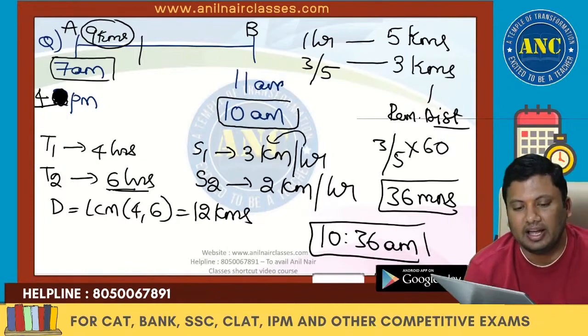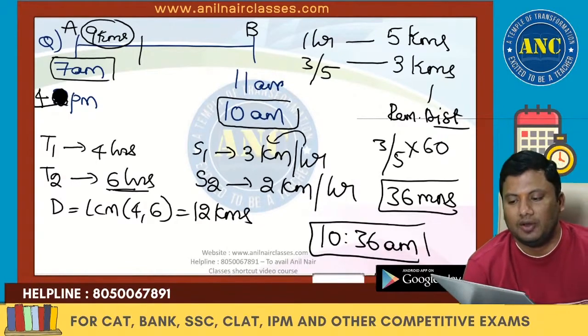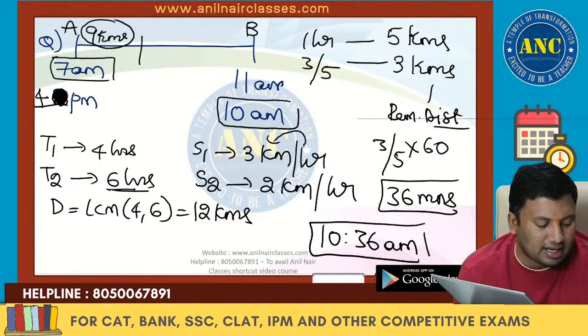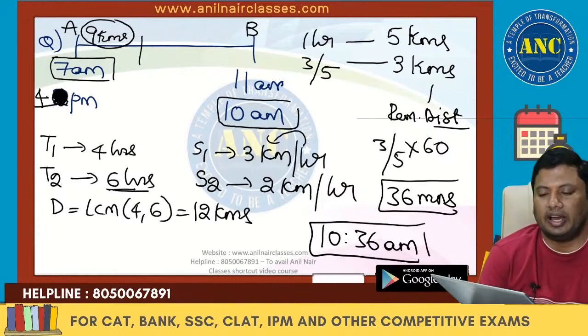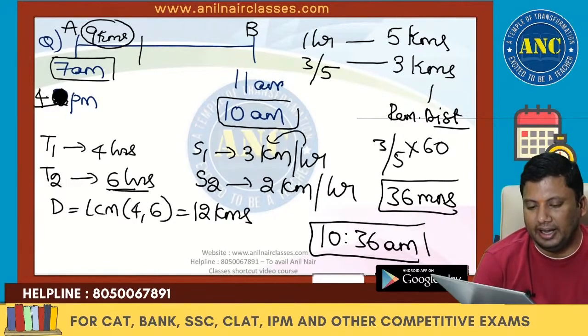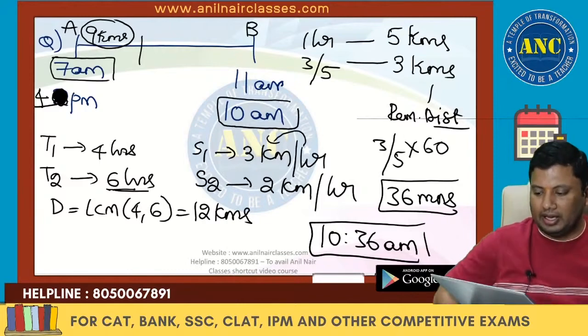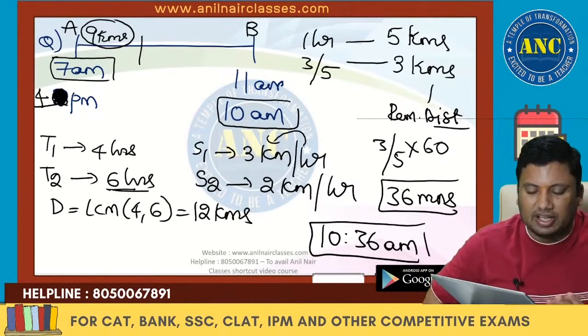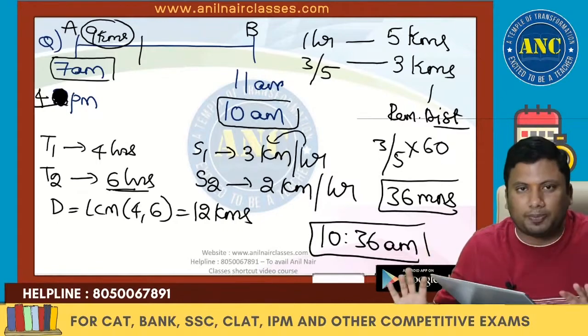Idea is clear? Anybody got stuck with what is the remaining distance and meeting distance? 7 and 11, 10 to 4. The answer is 10:36. Everybody clear? Any doubts, please mention.